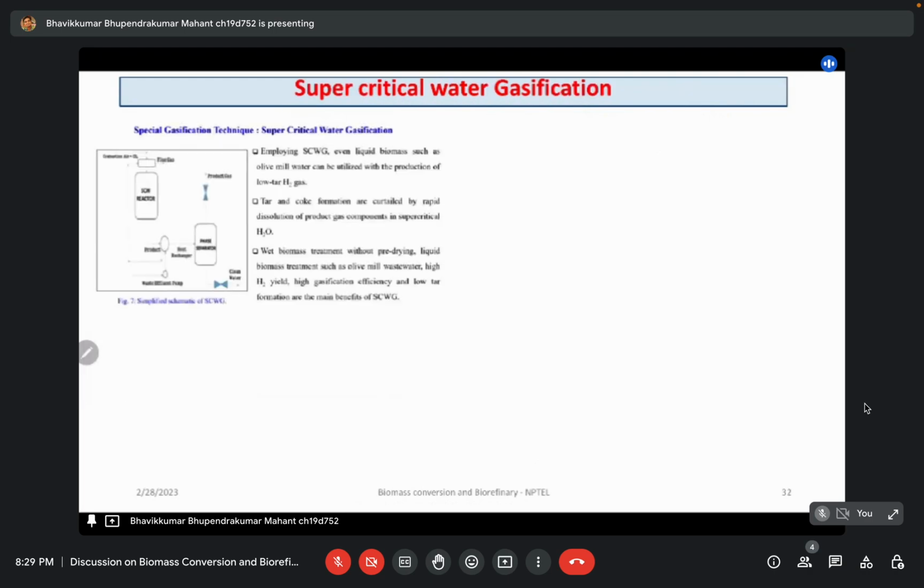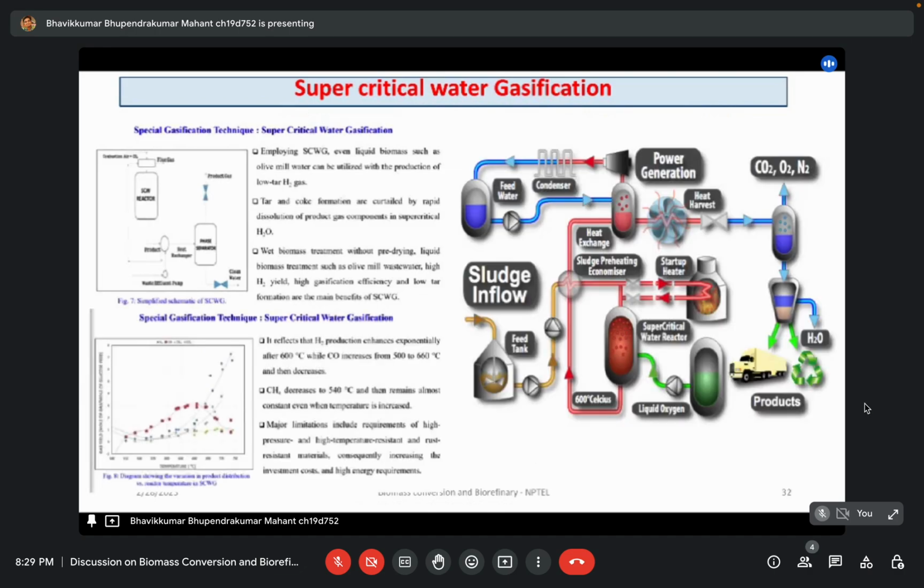Then another process is supercritical water gasification, also known as supercritical water oxidation of waste material. Maybe you can't see properly, but this is an SCW reactor. You can get the flue gas and gasification gas from there, and the product also comes out of that. The product gas is again CO plus H2O, and another is the supercritical water.